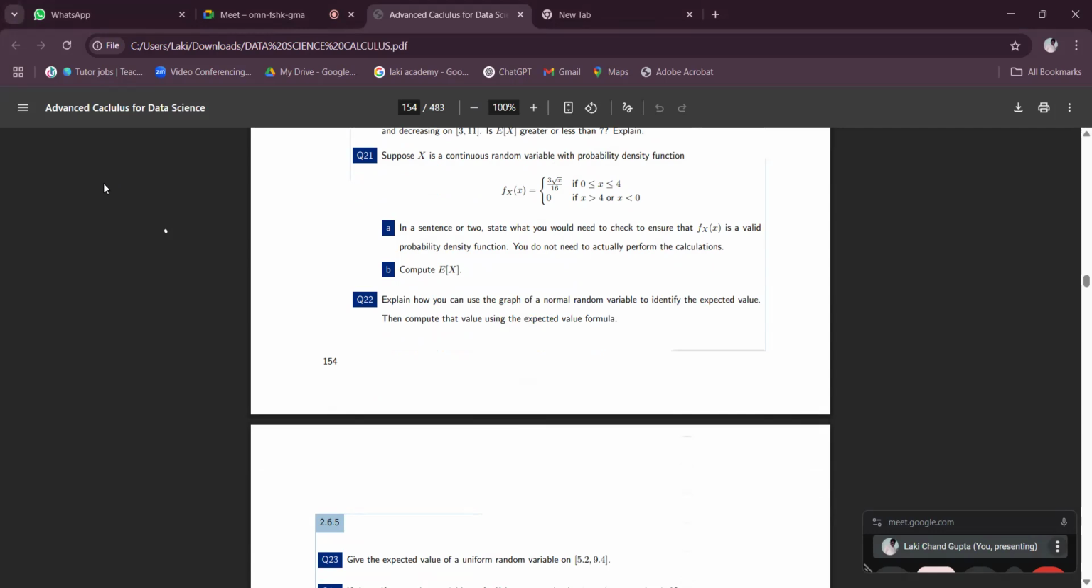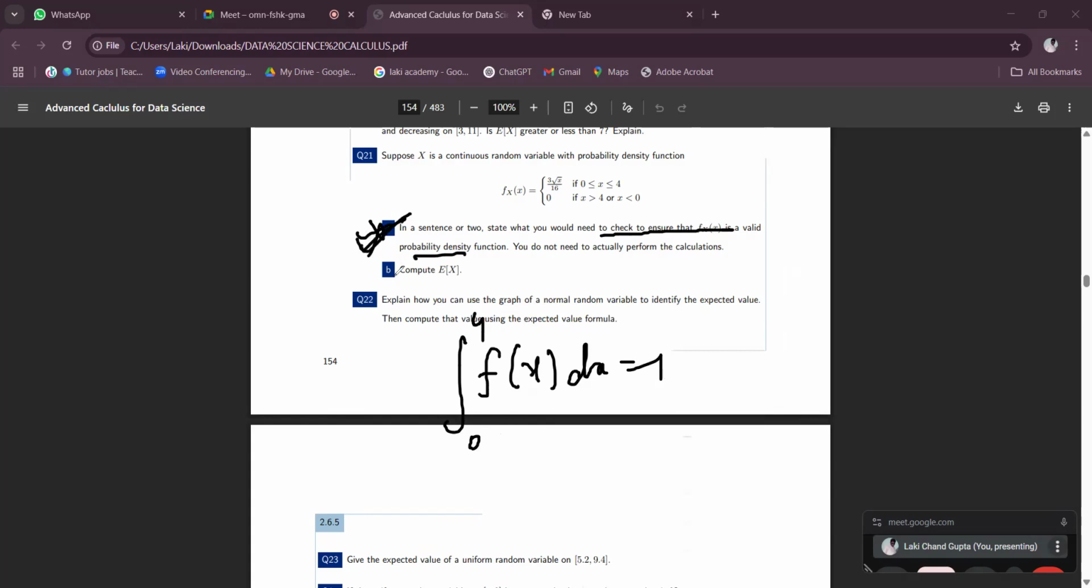See this question. f(x) is given. You have to compute E(x). E(x) means find the mean. There are actually two questions in this part. The first part is to verify that this is a valid PDF. Valid PDF means first you have to check that its integration comes to 1 or not. I skip this question because you understood this. I am computing this part.